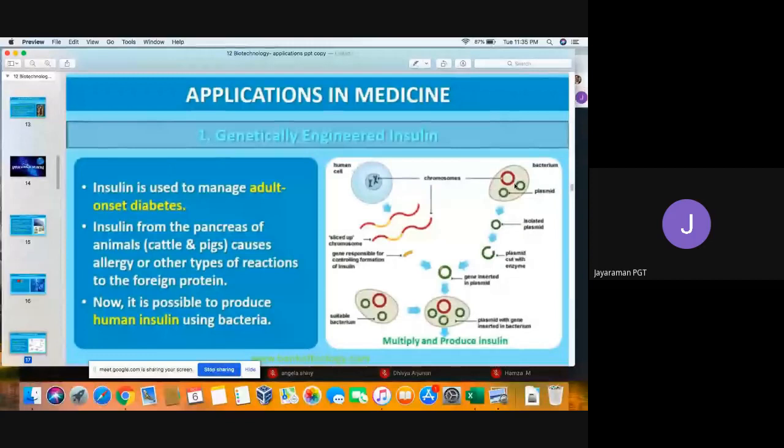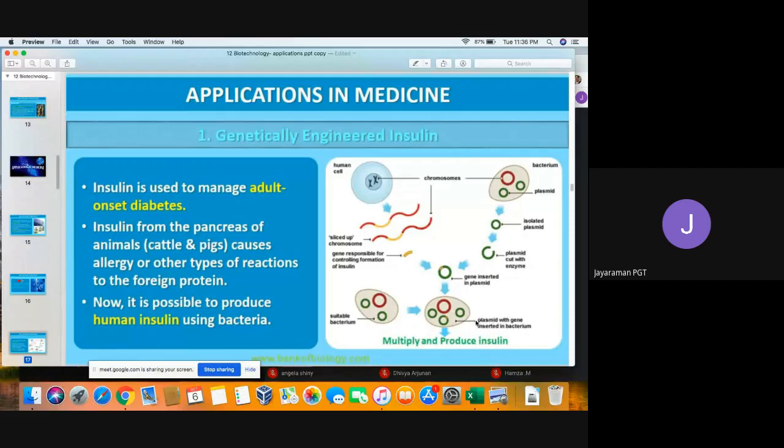So the gene is introduced in the plasmid, and using ligase, it is joined, and the rDNA is inserted in the host. This is another one. The host is known as a transformant. The host is multiplied, and multiplying means keeping it in fermenters producing insulin. The insulin obtained is known as Humulin or human insulin, and it is obtained by rDNA technology.